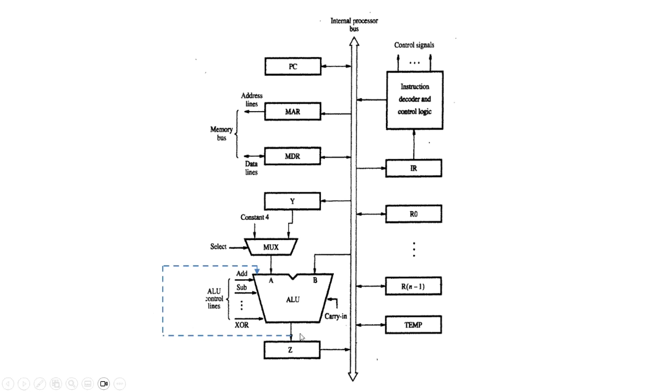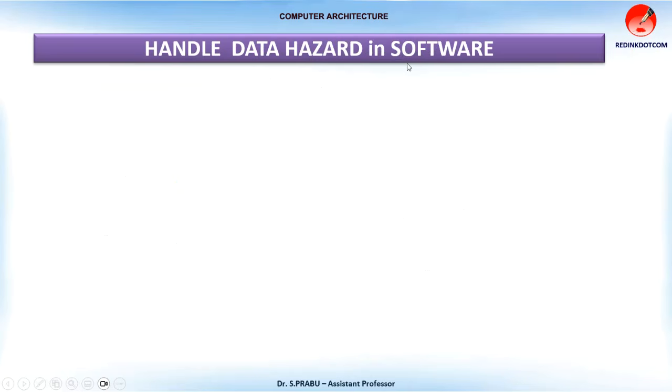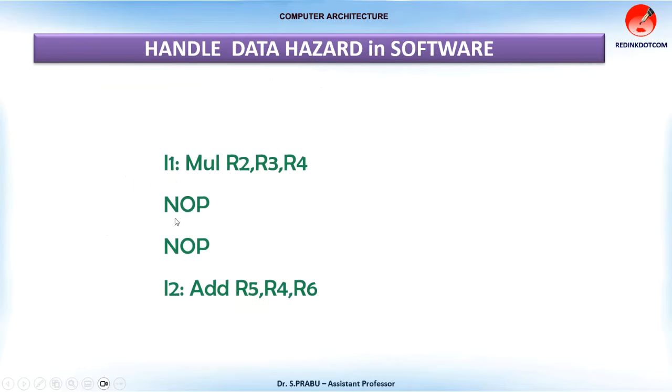Without this connection, the result is moved into the Z register and the particular output register. Then it is taken again to do the arithmetic and logic operation. But by taking the result immediately, we do not have to wait many clock cycles. So with this hardware method, we can handle the data hazard. The data hazard can also be handled by software. By introducing no operation signals in between the data dependent instructions, your processor can wait a particular number of cycles and avoid the data hazard.